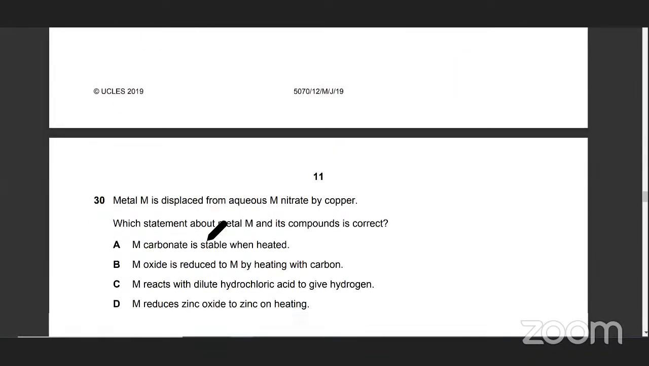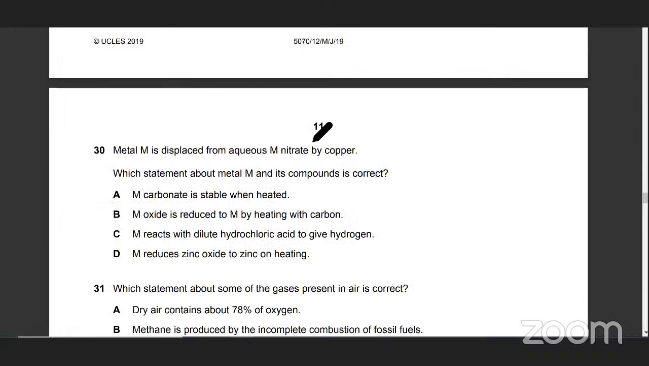अच्छा, वापस question 30. Metal M is displaced from aqueous M nitrate by copper. So which statement about metal M and its compounds is correct? So metal M is displaced by copper. That means M is less reactive than copper. Now copper itself is very unreactive. But since copper is displacing it, that means copper is more reactive than M.